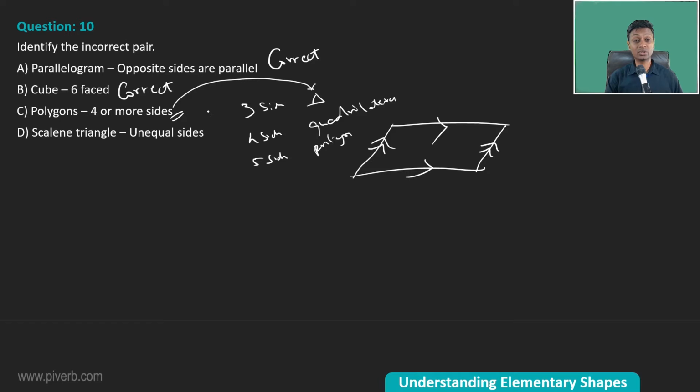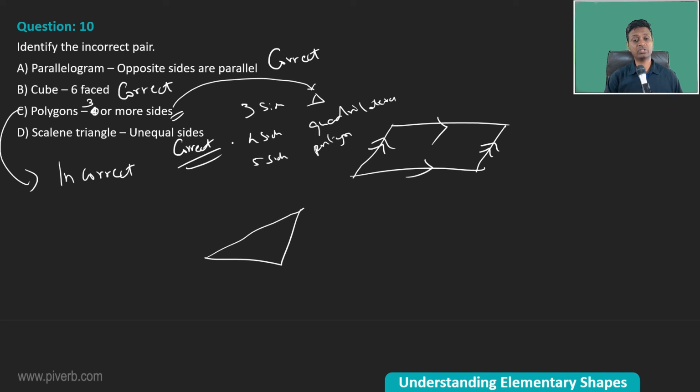But remember, a triangle is a 3-sided polygon. So a polygon should have 3 or more sides, not 4 or more sides. With just 2 sides, we cannot form a closed shape. But anything more than that, with 3, 4, 5, 6, 7, can become a polygon. A 3-sided polygon is a triangle. So a polygon is not 4 or more sides, it is 3 or more sides. So this is incorrect.